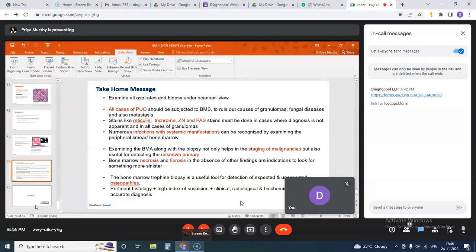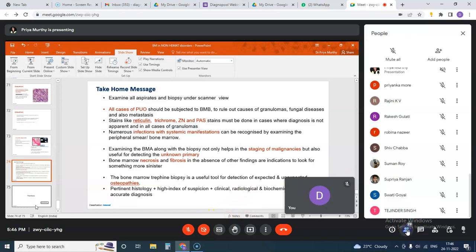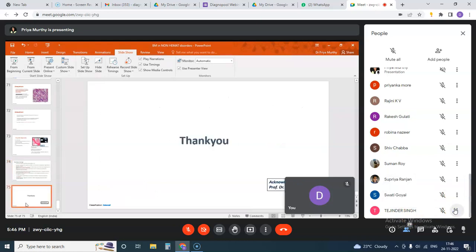Whenever there is bone marrow necrosis or fibrosis, look for something more within the marrow. Definitely it is not benign. Bone marrow trephine biopsy is a useful tool for detection of expected and unexpected osteopathies. Histology with a high index of suspicion, along with clinical, radiological and biochemical data, will give you an accurate diagnosis. With that, I end my talk.